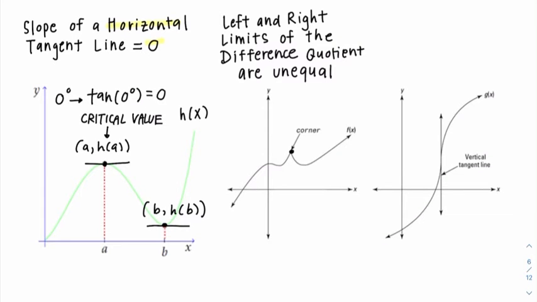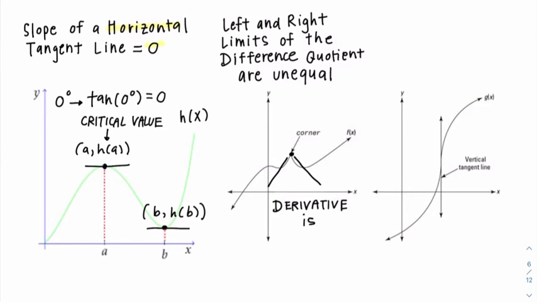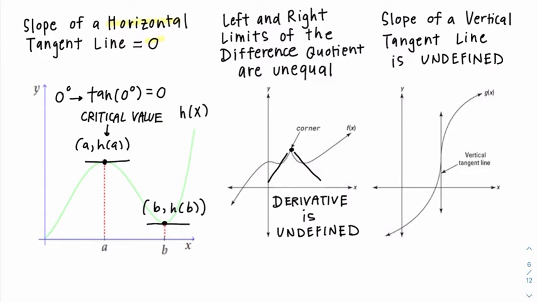Now let's take a look at this second graph. Here we have a corner point. And if we look at the left and right of this corner point, we could see that we have unequal limits of our difference quotient. Now, the limit of the difference quotient is just another way of saying the derivative. Since we have unequal limits of the difference quotient on the left and right, then the limit does not exist. And this tells us that our derivative does not exist at this point, so we can conclude that our derivative is undefined at this point, and that makes it a critical point.